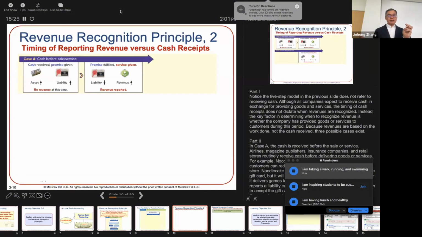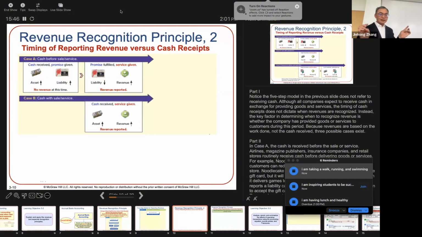And promise fulfilled, service given. Now you reduce the unearned revenue, whatever you call it. Reduce that and then increase revenue. Make sense? The process. And then cash with sales, when you receive the cash and the service is given. That one is easy. You increase cash, right? Debit the cash on your balance sheet, and then on your income statement, you have the revenue. So you credit revenue or increase revenue. Okay, so that makes sense.